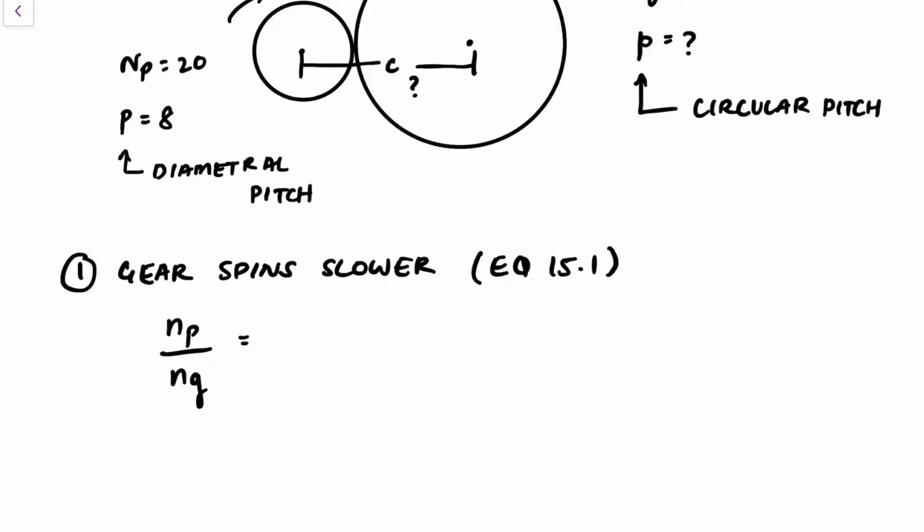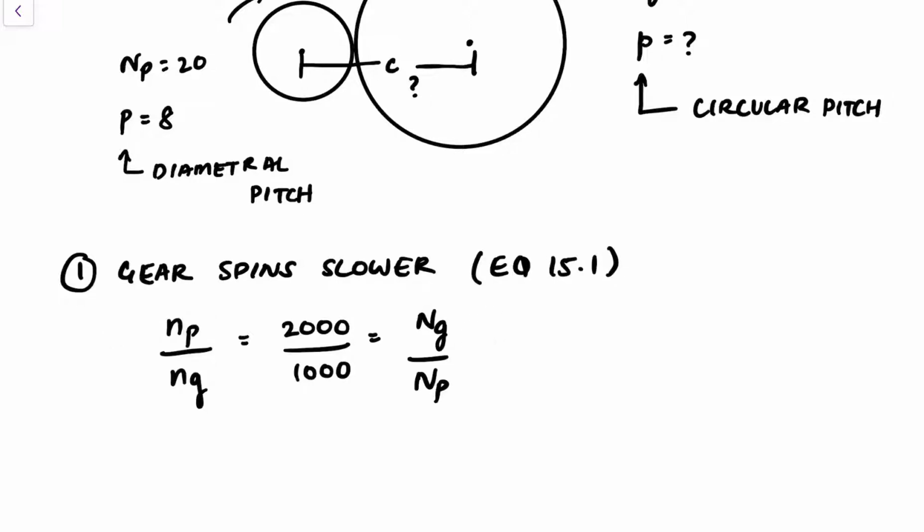is 2000 over 1000, which also tells us the difference in the size, which is directly related to the number of teeth, which is ng over np. Note that here np is in the numerator and ng in the denominator, opposite to the other side of the equal sign, simply because these two relations are inversely proportional. The smaller the gear is, the faster it spins. That's why.